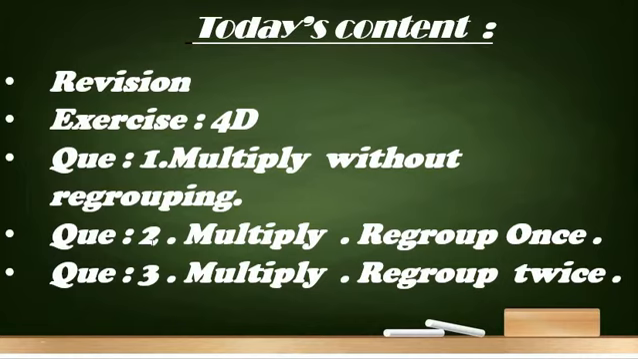Then question number 2, multiply regrouping once. And then question number 3, multiply regrouping twice. All these examples, multiply without regrouping, regrouping once and regrouping twice, are things we have done in previous sessions. Now on the basis of all these examples, today we are going to learn the new exercise, exercise number 4D.